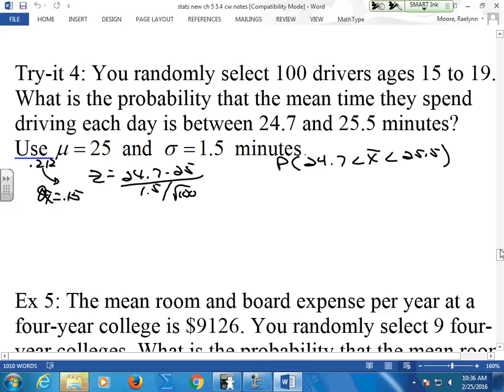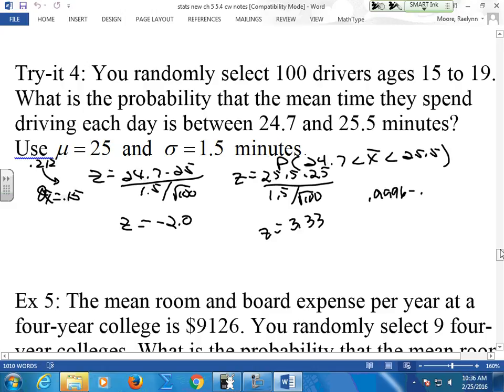Okay, so now your z-score comes out to be negative 2.0 and 25.5. This z-score comes out to be 3.33. Don't forget, everything's closer to the mean. When you subtract your areas, you get 0.9768. Almost 98%. Almost 98% of the sample of 100 drivers, the mean of the sample means, will fall between 24.7 and 25.5.